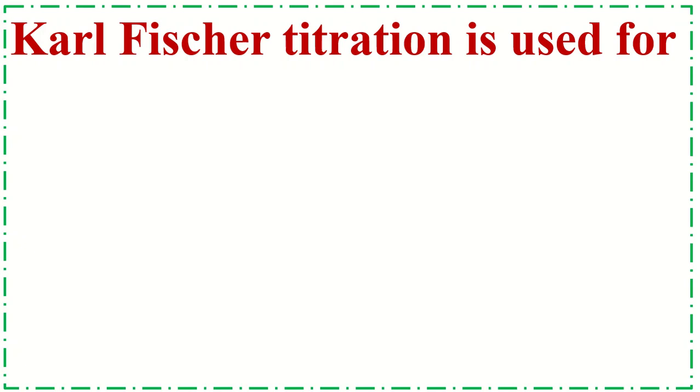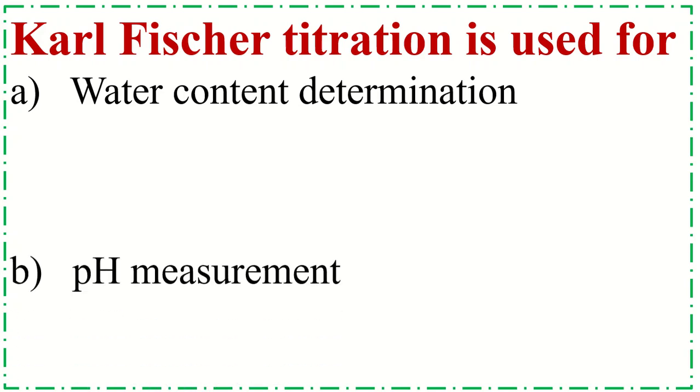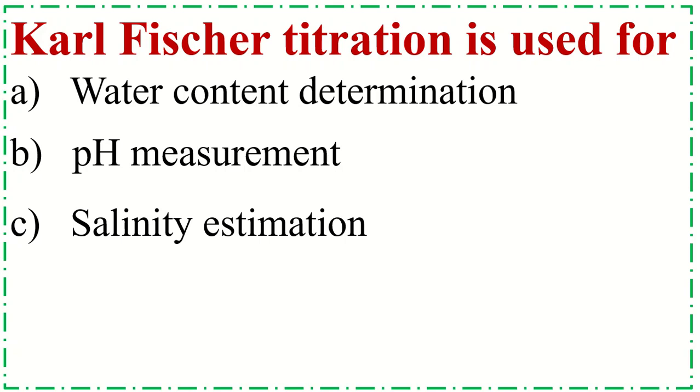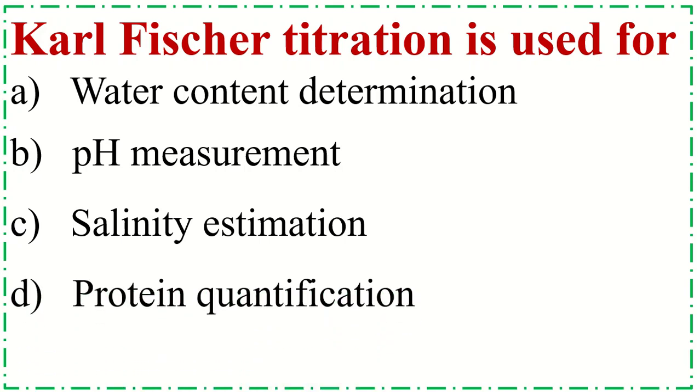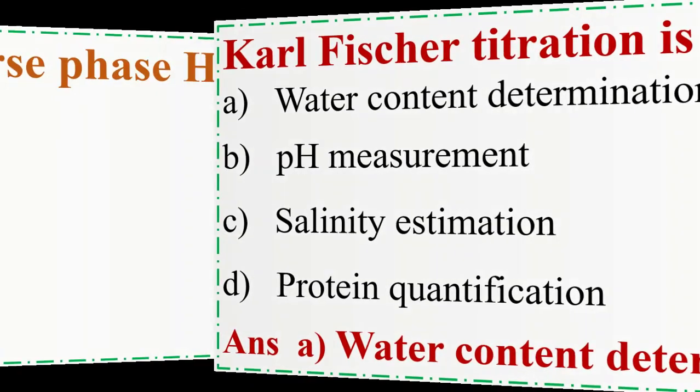Karl Fischer titration is used for option A water content determination, B pH measurement, C salinity estimation, D protein quantification. Correct option is A water content determination.